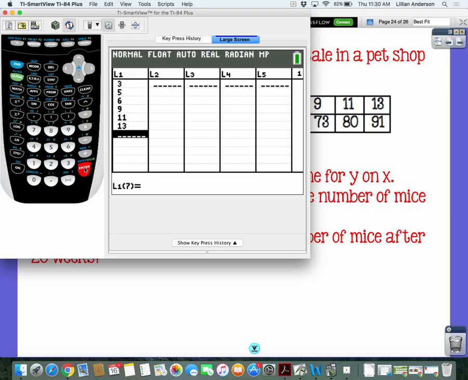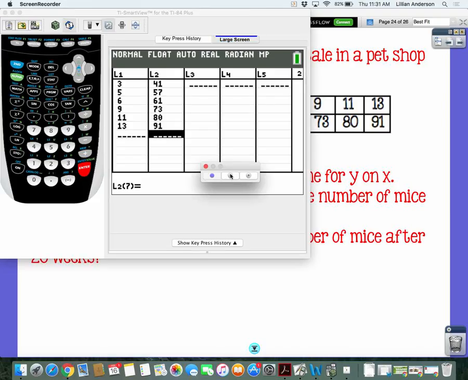We're putting our weeks, our time, into L1, our number of mice into L2. Always make sure that your columns match up with the same number of data. Okay?